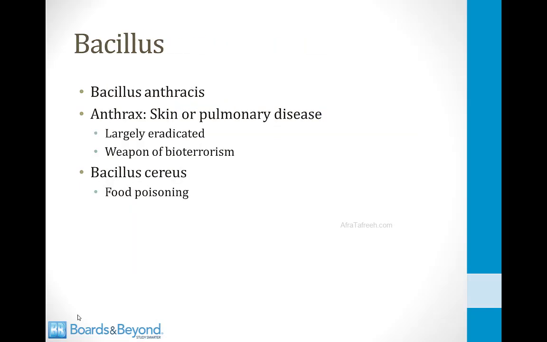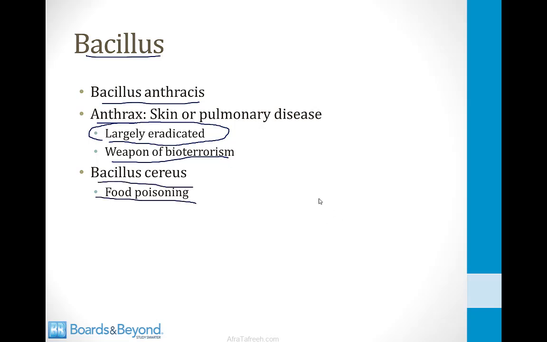The next set of gram-positive bacteria are the bacillus organisms. There's Bacillus anthracis, which causes anthrax, which is usually skin or pulmonary disease. This has largely been eradicated by vaccination, but it is a weapon of bioterrorism because the spores can be released into a populated area and cause widespread disease. And then there's a bacillus called Bacillus cereus, which causes food poisoning.